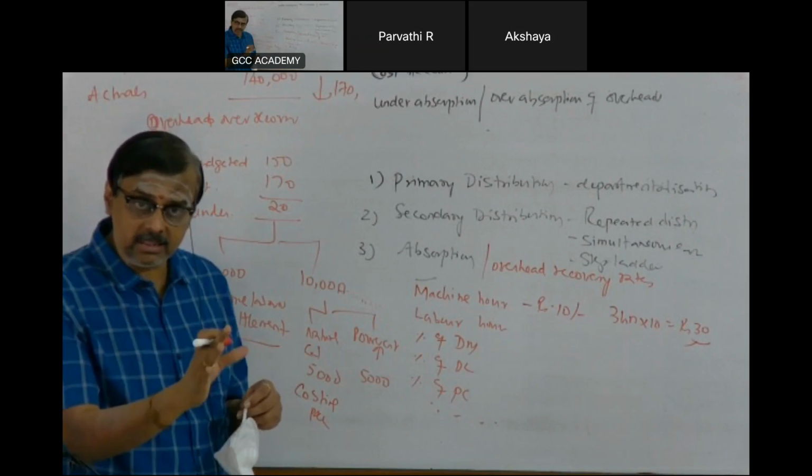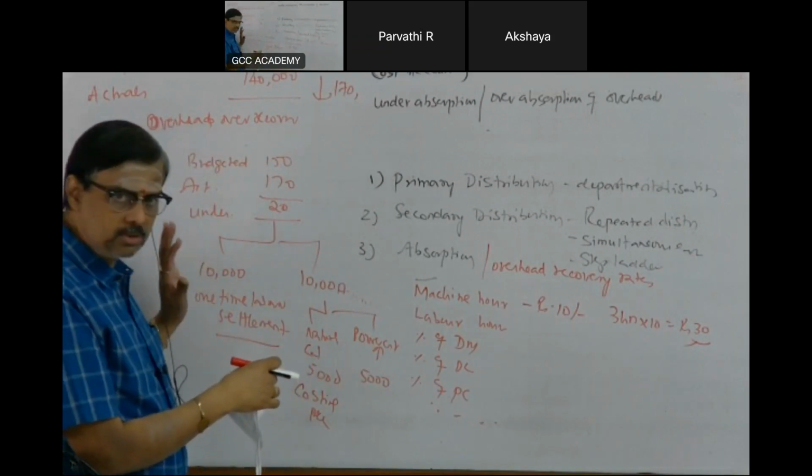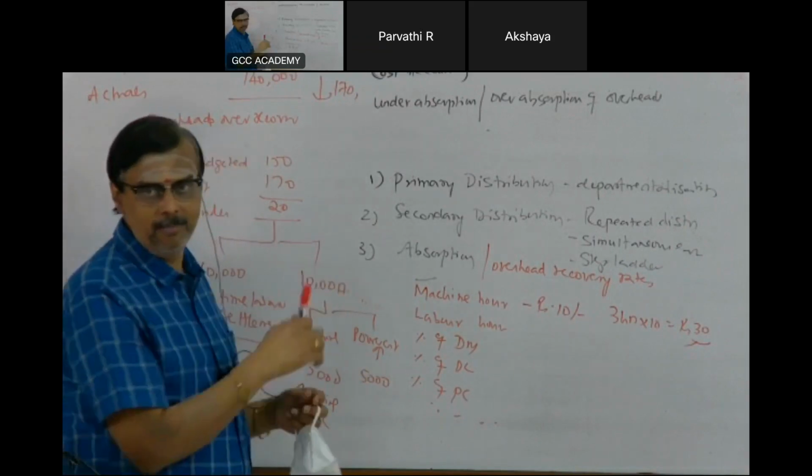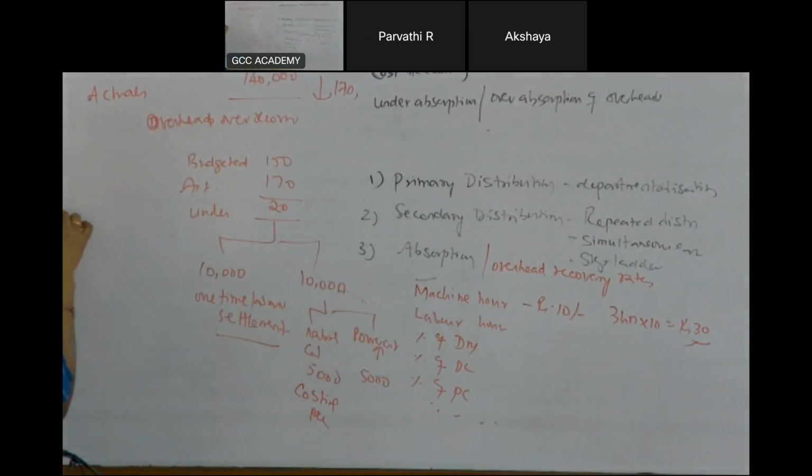So I am analyzing the reasons, and 10,000 is a one-time settlement, etc., which I am excluding from the cost. But this other amount I have to absorb. Now I am going to use a supplementary rate. What is supplementary rate? 5,000 under recovered. I have produced 500 units, so basically 10 rupees per unit. I am going to add overheads of 10 rupees to the cost. I am going to use a supplementary rate and add it to the cost.